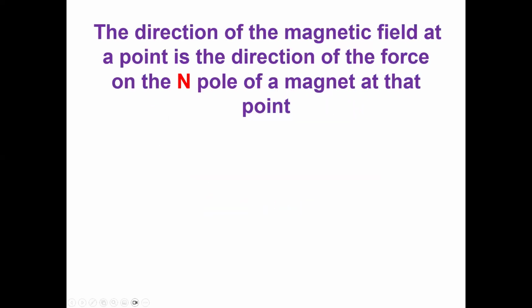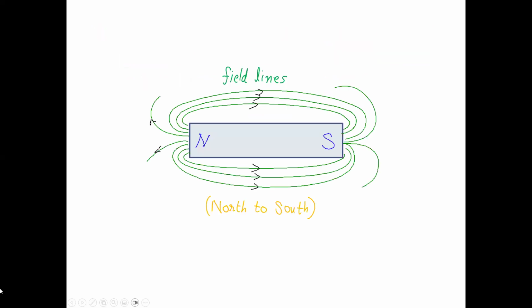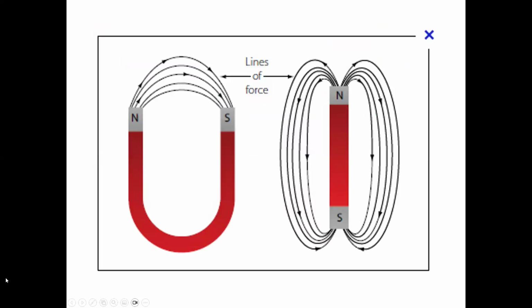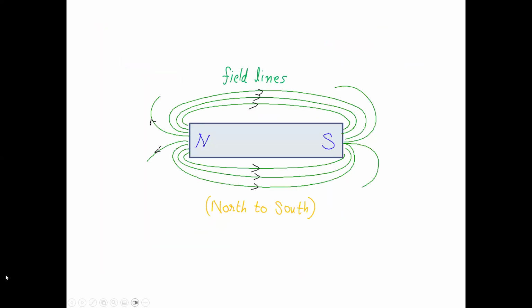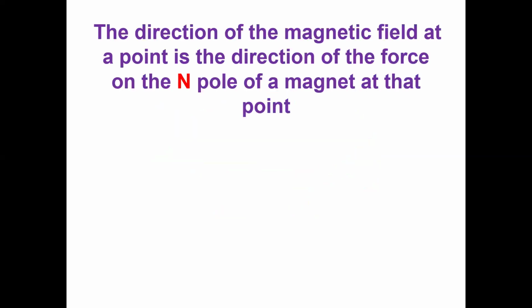Have you drawn it? Yeah. Okay. So this is basically a drawing showing the field pattern around a bar magnet. The lines do not intersect each other. The direction of the magnetic field is always the direction of the force.